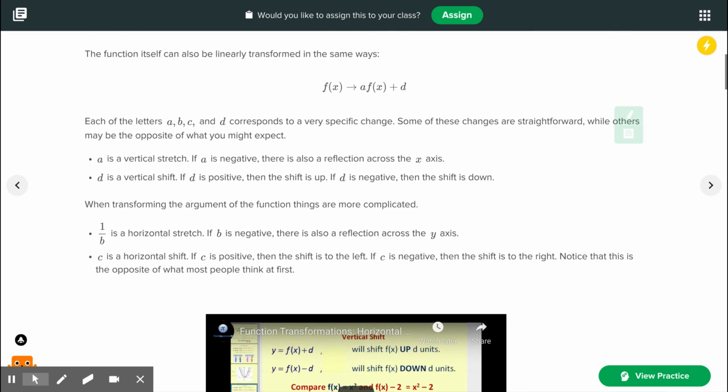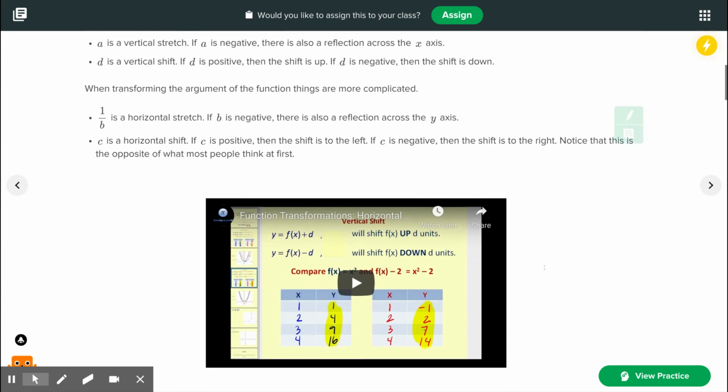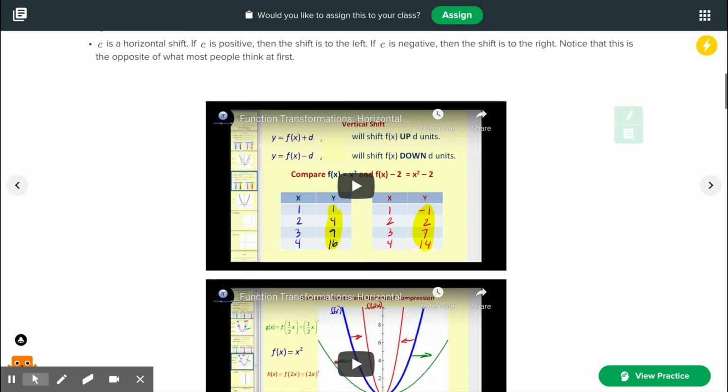So as you go through this, make sure that you understand the function notation. And then they give you some tips here as far as adding and subtracting and what that does. It's a vertical stretch or a vertical shift, horizontal stretch, horizontal shift. And also, if you have a negative, that's going to give that reflection piece. So just look through those little notes there.